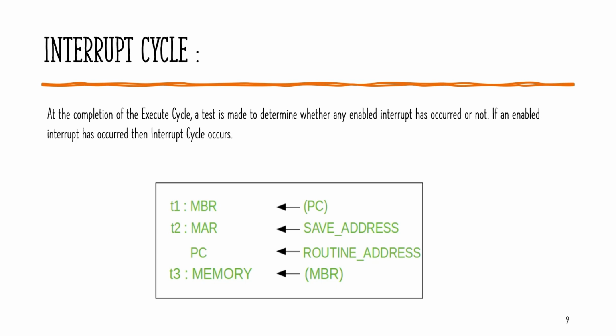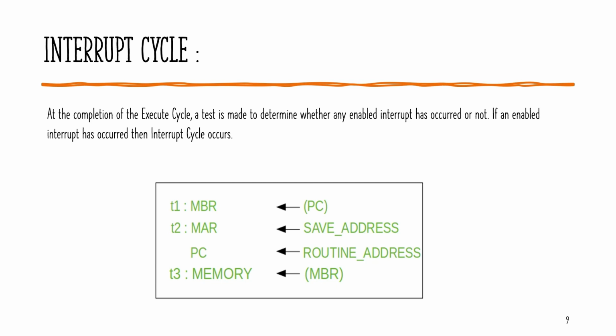The first step is the contents of the PC are transferred to the MBR so that they can be saved for return. Step 2 is the MBR is loaded with the address at which the contents of the PC are to be saved. PC is loaded with the address of the start of the interrupt processing routine. Step 3 is the MBR containing the old value of PC is stored in memory. Note that in step 2, two actions are implemented as one micro operation.